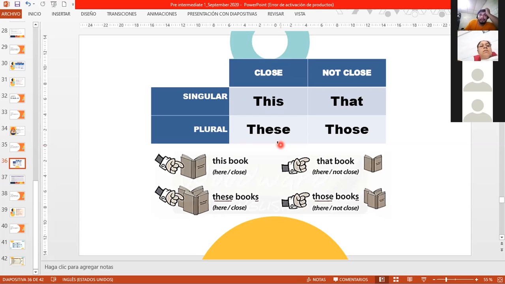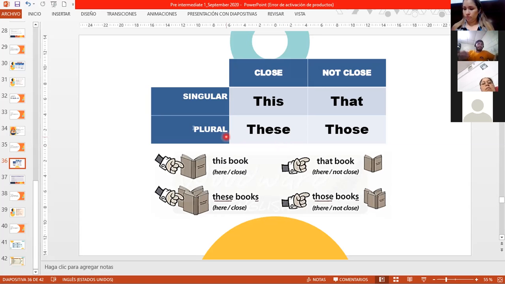For example, I could say, oh, these, 1, 2, and 3, these are my markers. These are my markers. Okay, they are close to me. But if they were far away from me, far from me, I say those are my markers. Okay, they are far. I cannot reach them. Those are my markers. Okay.